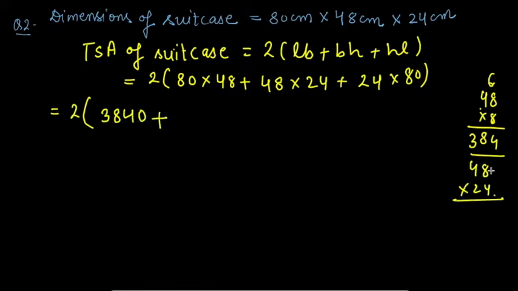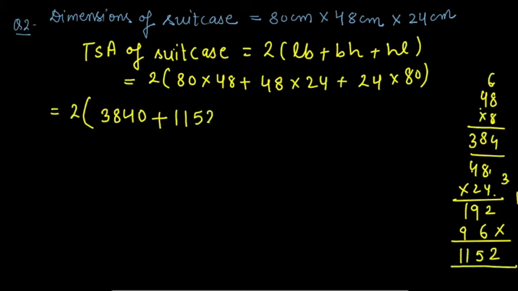How much will it be? 4 8s are 32, 3 carry, 4 4s are 16, plus 3 is 19. 2 8s are 16, 1 carry, 2 4s are 8, plus 1 is 9, 2 9 plus 6 15, 10 11. So this gives you 1152 plus. Now 24 into 8. 8 4s are 32, 3 carry, 8 2s are 16, 1 9 2 and this 0 as it is.